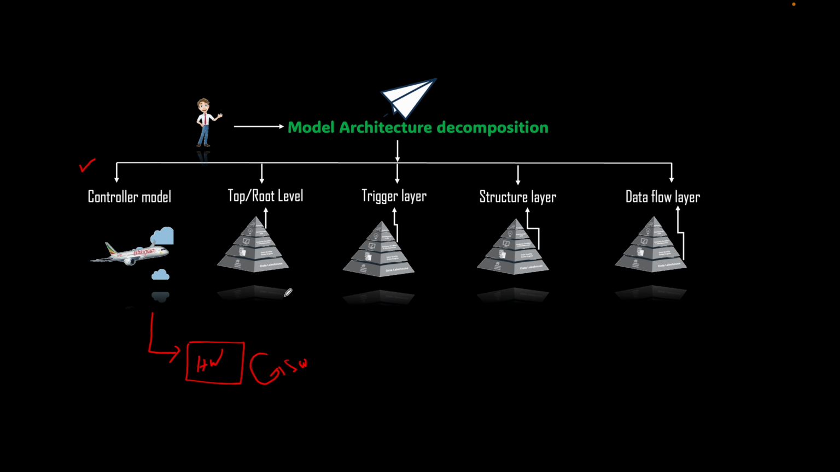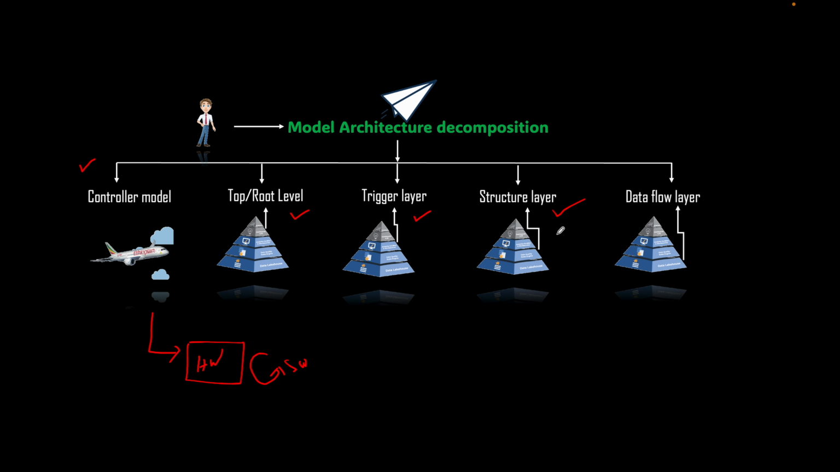So coming to the controller design, there could be 4 layers possibly you can have. First is the top or root level. You will be segmenting the entire software into multiple segments based on individual functionalities, like which will be triggered at what time. Suppose one is getting triggered at 20 milliseconds, one could be running at 10 milliseconds. So that is about the trigger layer.